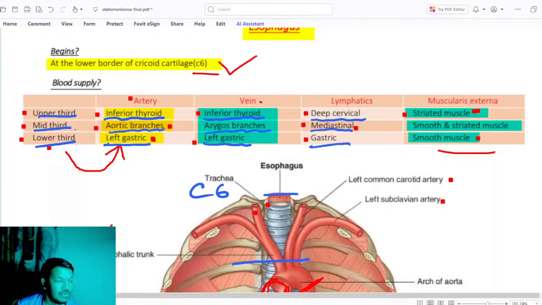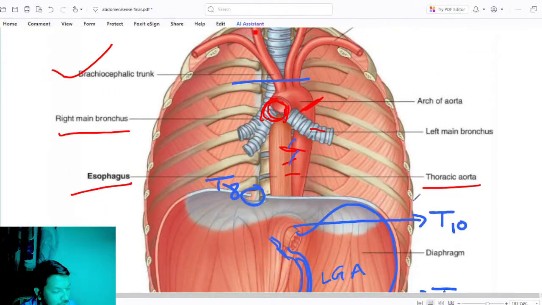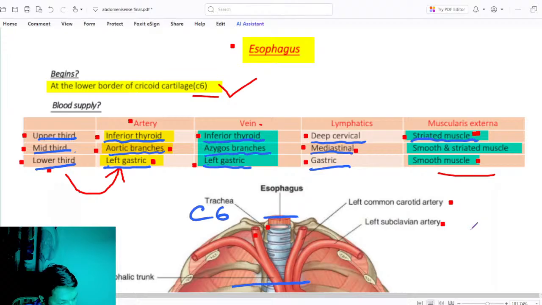Now muscle: the upper third is striated muscle, and as the lower part is joining with the stomach, and the stomach is smooth muscle, the lower third will also be smooth muscle. Upper third is striated muscle, lower third is smooth muscle, and middle third is a mix of both smooth muscle and striated muscle.